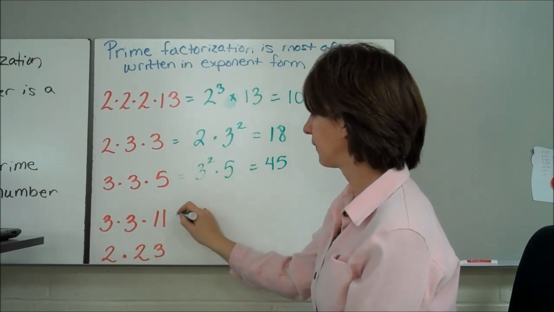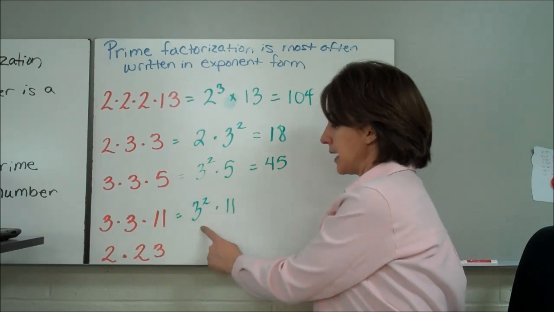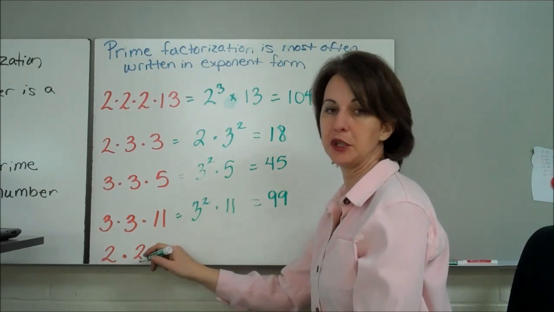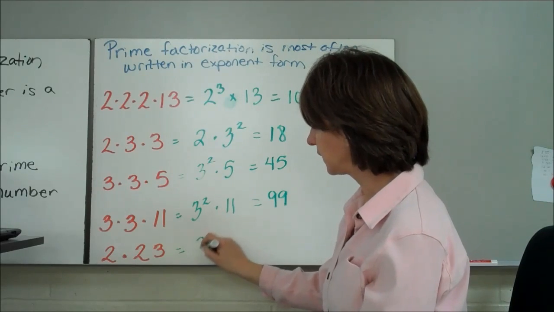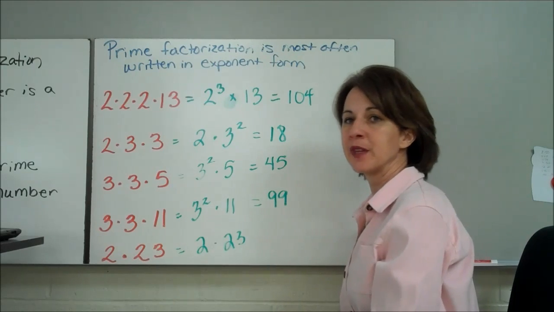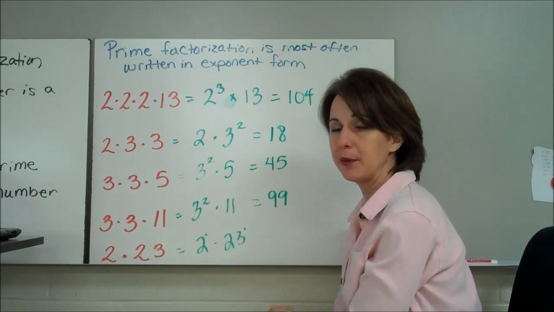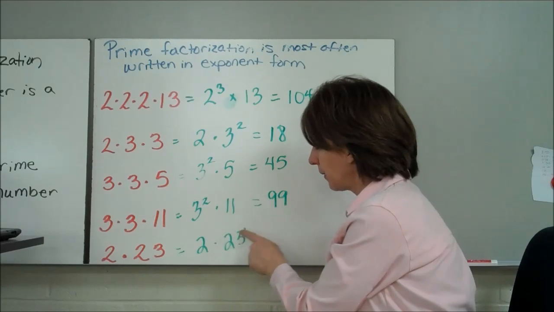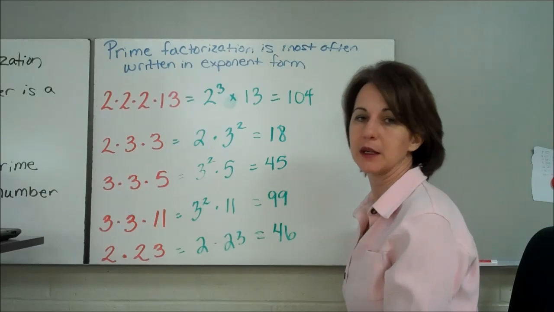This number, 3 to the second power times 11, 9 times 11 is 99. And then finally 2 times 23, it is written in exponential form already because there's not any repeated factors. Sometimes we're tempted to call it exponent form, so you could put a 1 there, but we know that the 1 isn't necessary because anything to the first power is itself. So most commonly you'll see that written as 2 times 23, which is the prime factorization of 46.